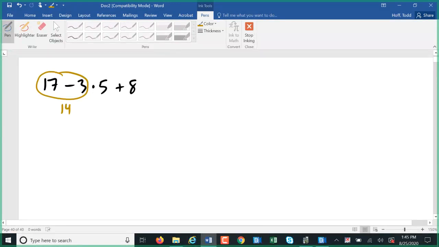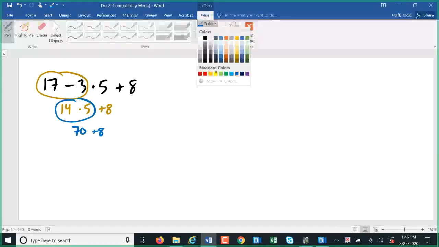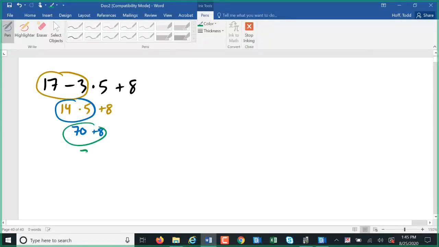But you could do the 17 minus 3 is 14. 14 times 5 is 70. And 70 plus 8 is 78. That makes perfect sense, but it is incorrect. There are several other ways that you could interpret that problem, and all of them would give you potentially different answers. Well, in math, we like to have two people do the same problem and get the same answer. To guarantee that, we have defined something called the order of operations.